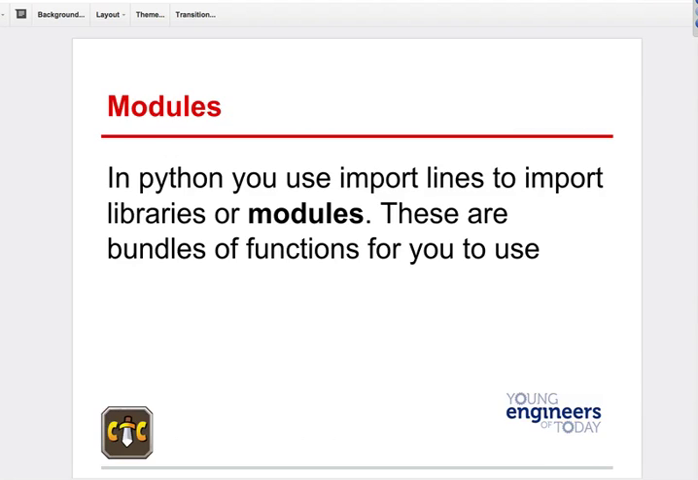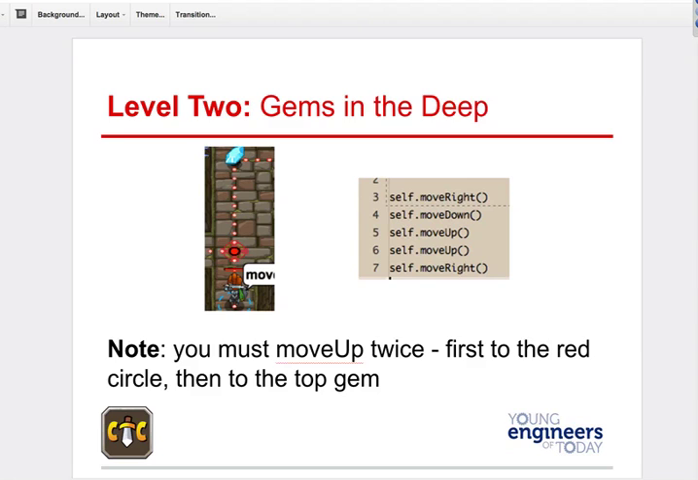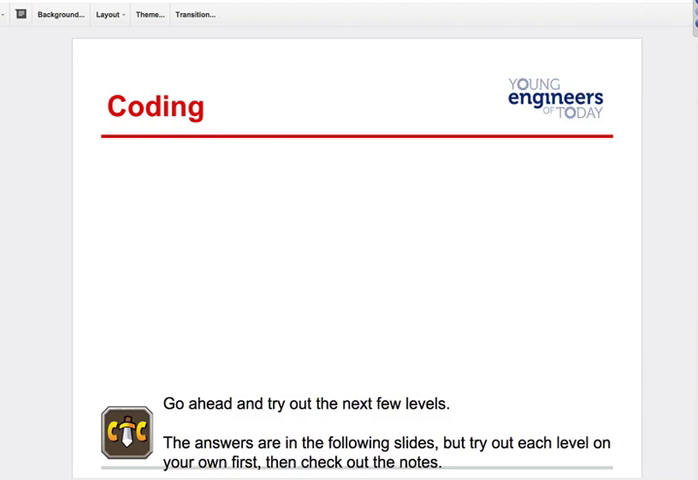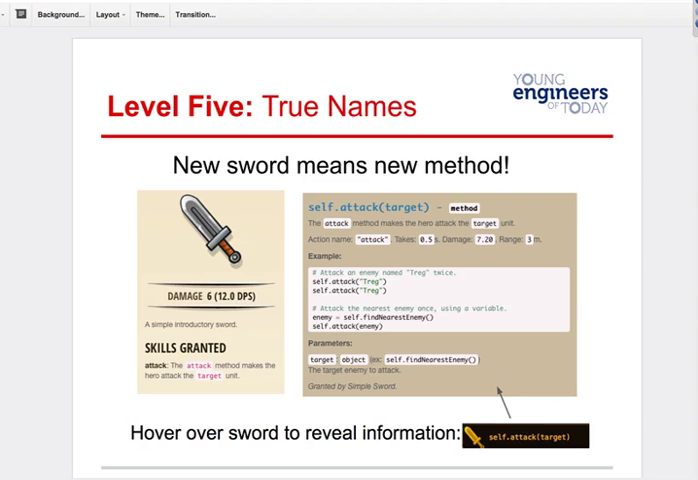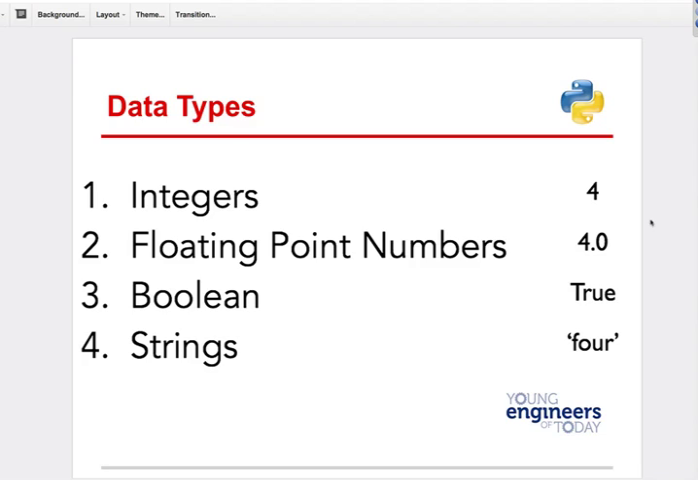Then we went through here and learned the sword method. We have self.attack target, self being yourself, Treg if the name of the monster was Treg. When you don't know the name of the monster, you do self.findNearestEnemy, assign it to enemy, and do self.attack enemy. Then you have integer 4, floating point number 4.0, true, and then strings. These are different types. It could be integers, it could be floating point, which just means it has a decimal. Boolean is true or false. And strings are text.